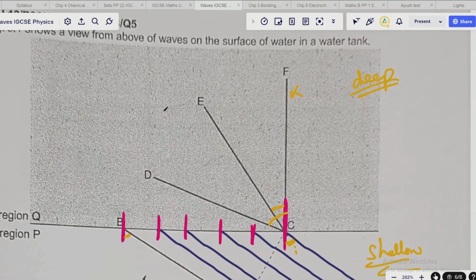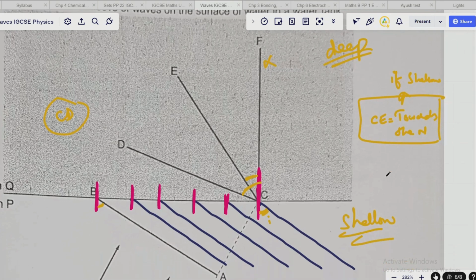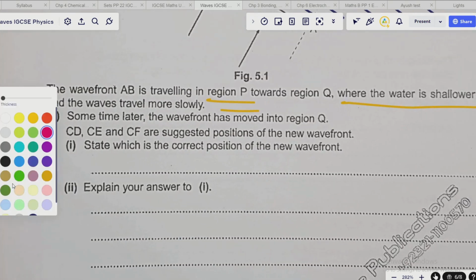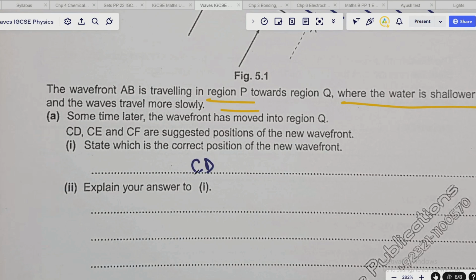So that's why our answer will be CD and not CE, because CE is towards the normal. This should have been the answer if we were entering the shallow region. Got it? But we are going into a deeper region. That's why the answer is CD, away from the normal, because we are entering the deeper region. That's why your answer will be CD and not CE. So in which direction will the new wavefront be? It's going to be CD. Got it?